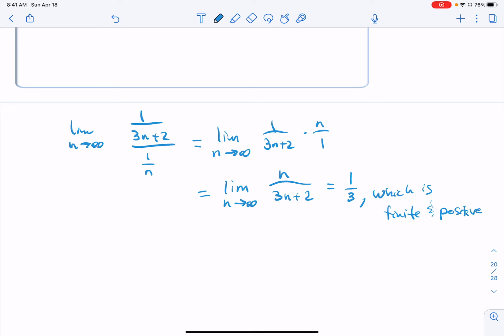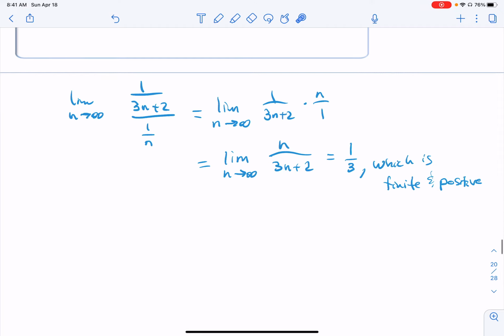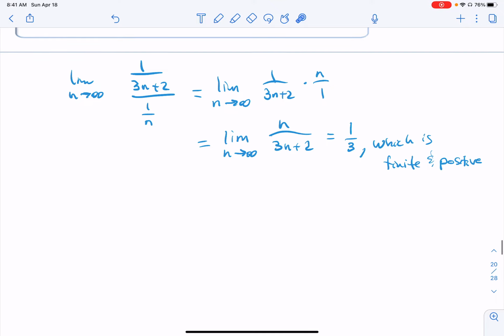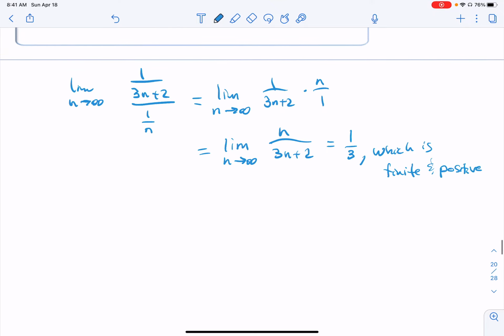So it's equal to 1/3. In other words, the terms in my sequence are 1/3 as big as the terms of this one. This one goes off to infinity. If you're 1/3 times infinity, you're still infinitely big. So therefore, you must also diverge. So let's write up the conclusion for this one.